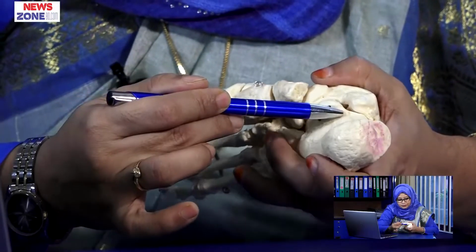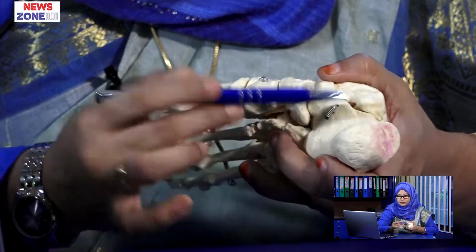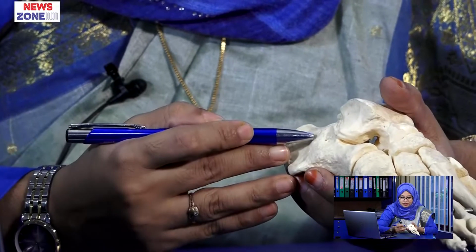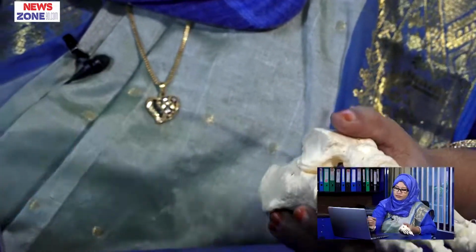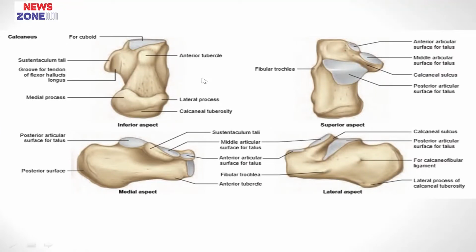This is the sustentaculum tali on the medial surface, and this is the peroneal tubercle on the lateral surface. These are the figures of the calcaneal bone showing different surfaces.